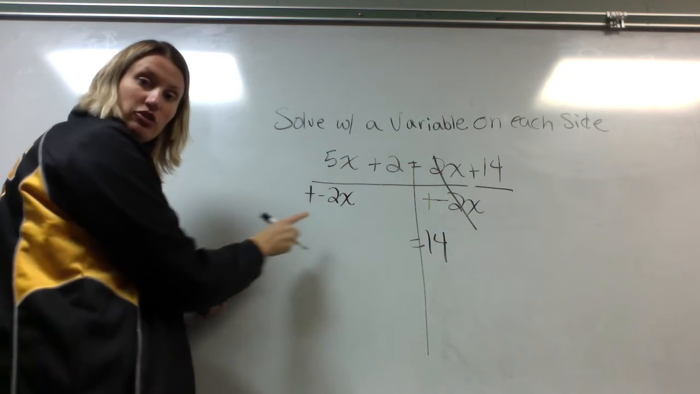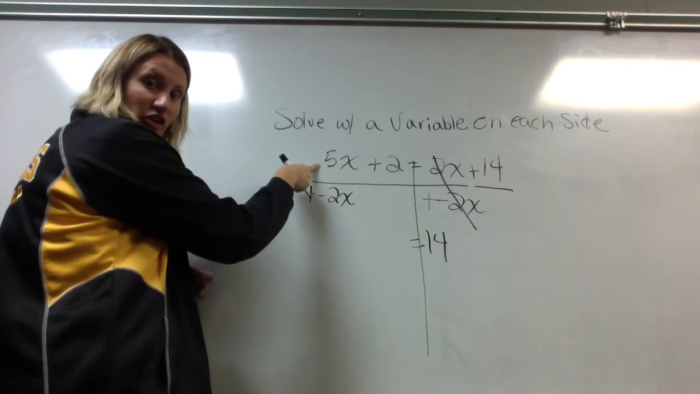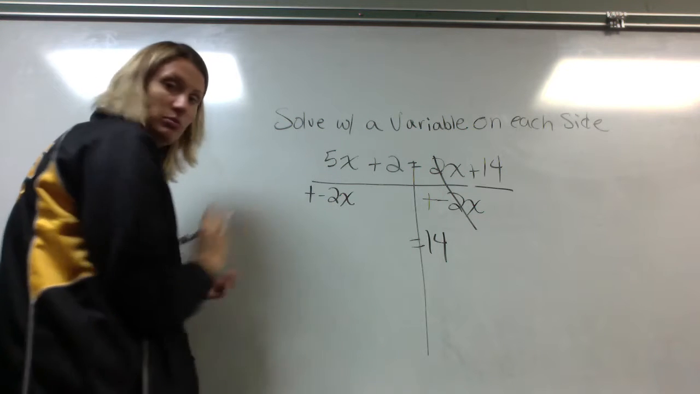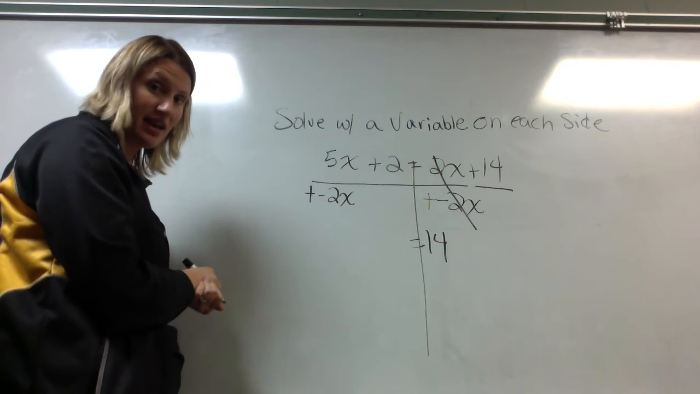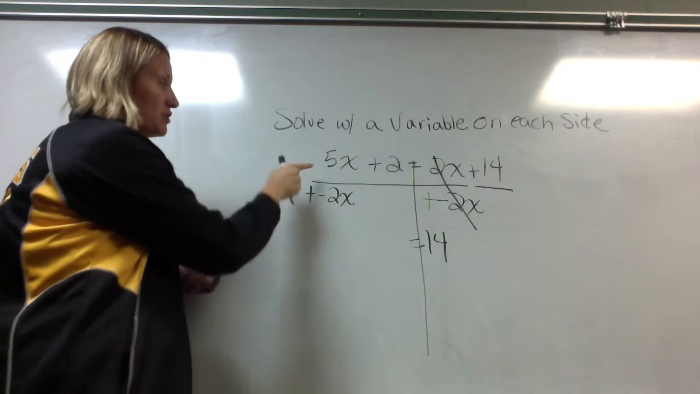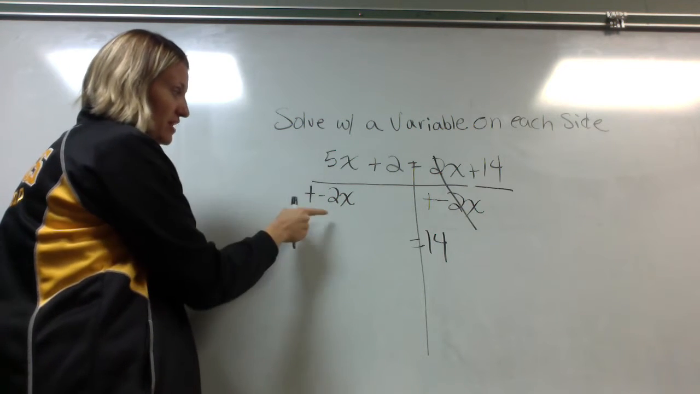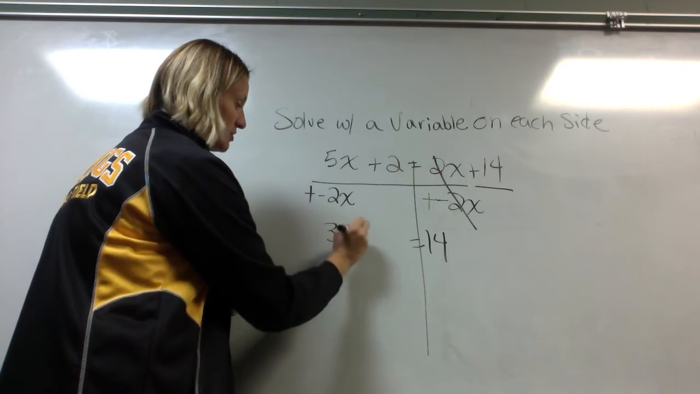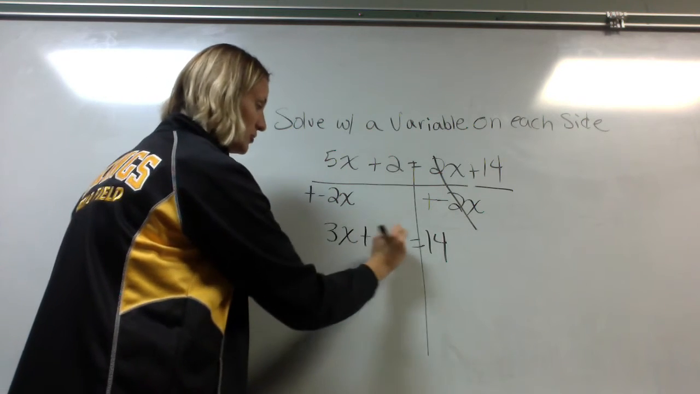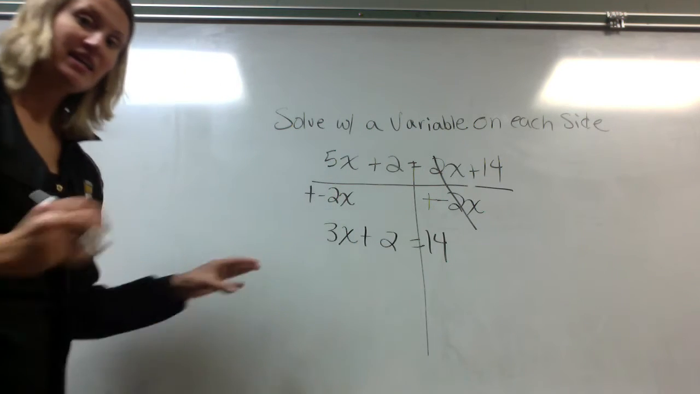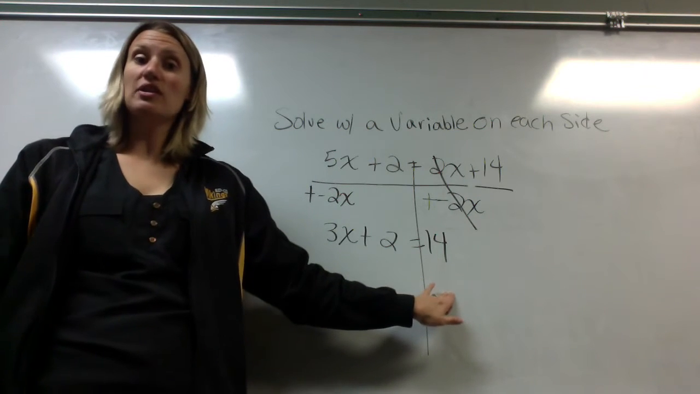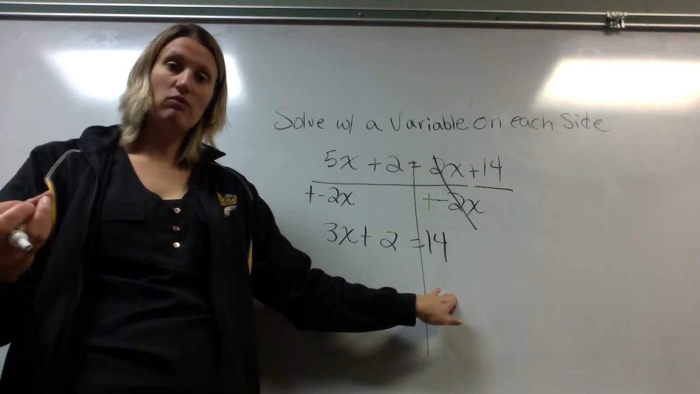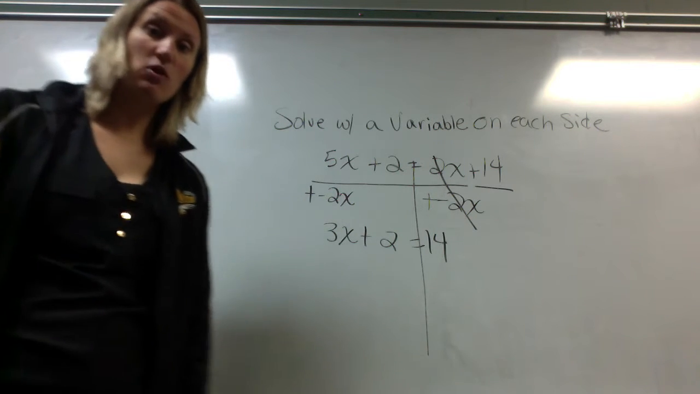And I always like to write it underneath of the other x term so that I have like terms lined up, and it's just easier on the eyes to be able to see what it is that I have to do next. And what we have to do next is add our like terms. 5x plus negative 2x is 3x plus 2 equals 14. Now if you notice, this is a two-step equation that you know how to solve. And so from here, we just follow the steps of solving a two-step equation.